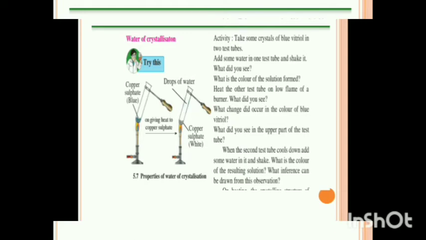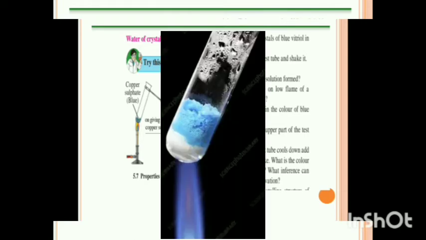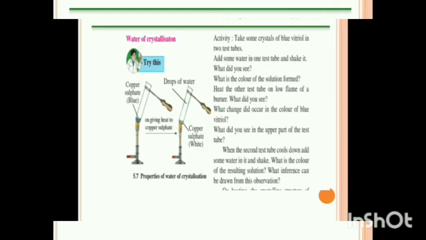And on heating, the crystalline structure of blue vitriol is broken down to form colorless powder and water evaporates. What did you see in the upper part of the test tube? The color of blue vitriol changes to white color and water droplets are formed in the upper part of the test tube. When the second test tube cools down, add some water in it and shake. What is the color of the resulting solution? On adding some water to the white powder, the blue colored solution is formed.